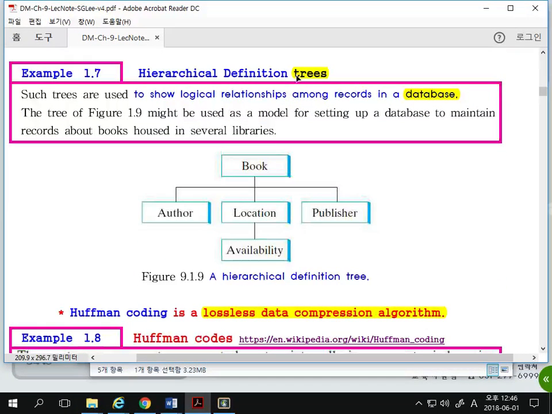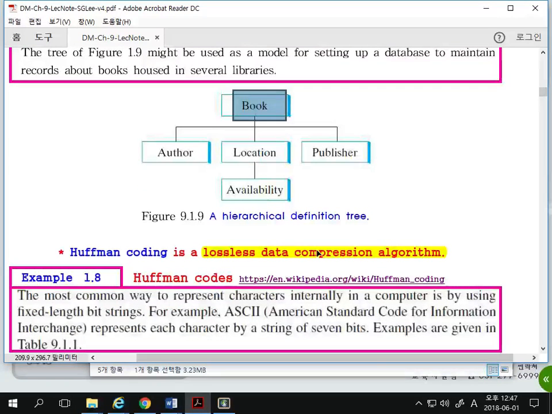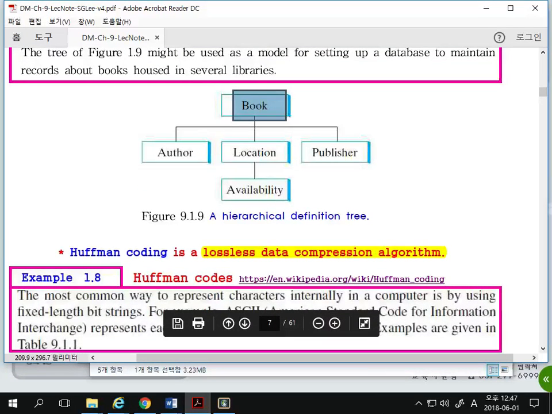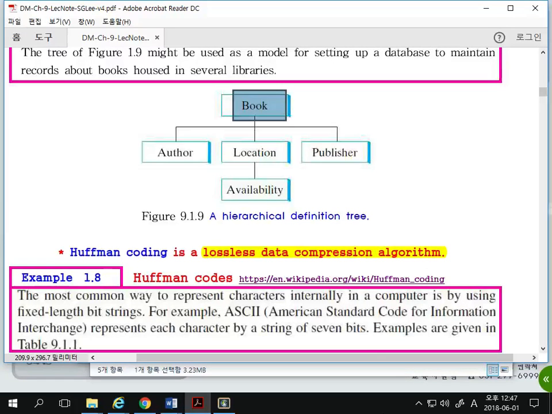Hierarchical definition trees. So in a database, like a hierarchical definition tree, if you have a book, then the book has an author, location, publisher, and availability. And in your library, when you organize the books, you should have these hierarchical trees, so the student can find the book exactly if you follow the right path.